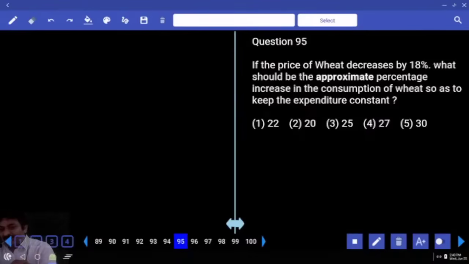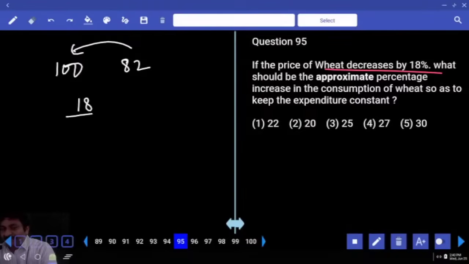Initial value 100, decreased by 18, became 82. It should come back to original place. 82 should become 100 now. Increase 18 from 82 percentage into 100. You understand?